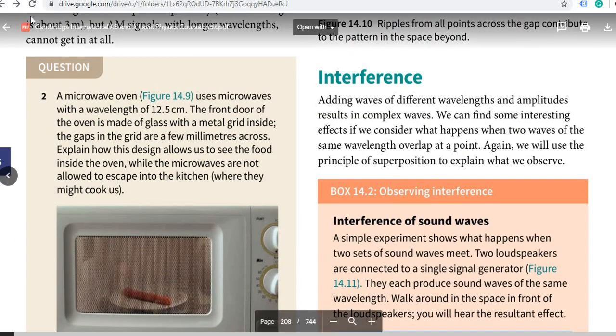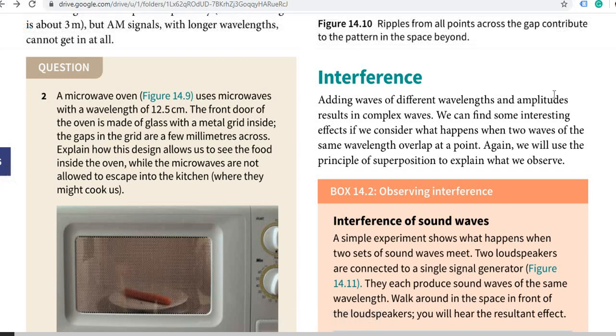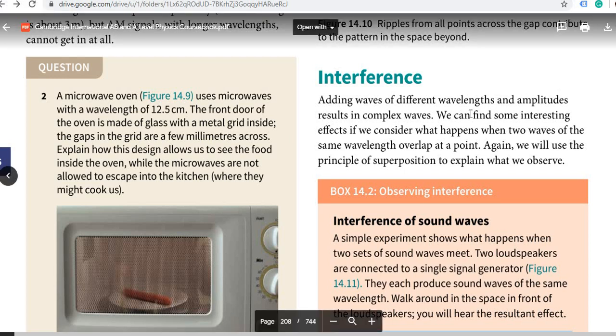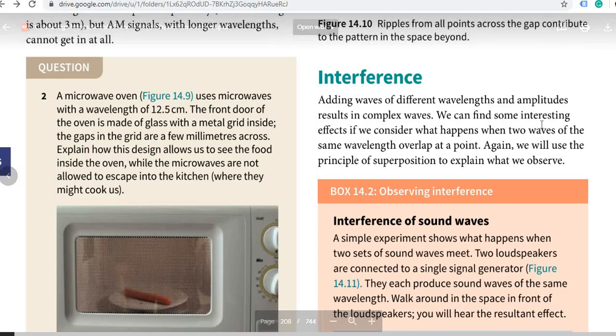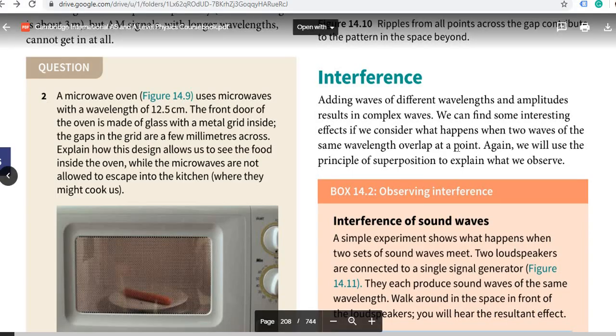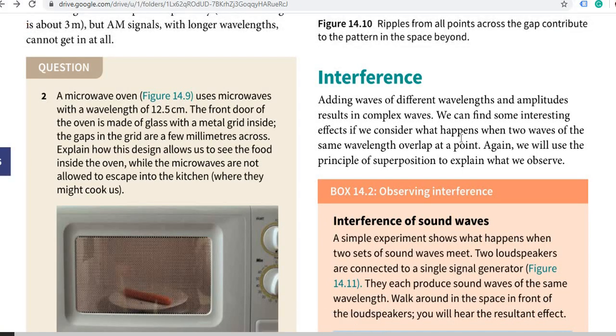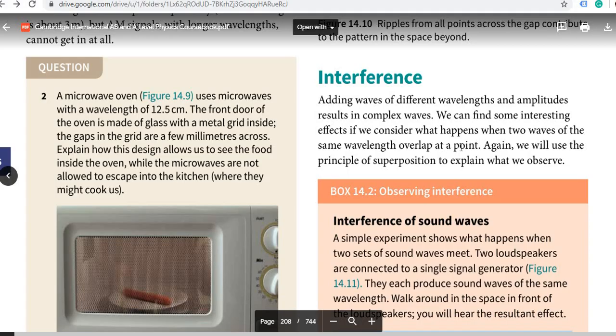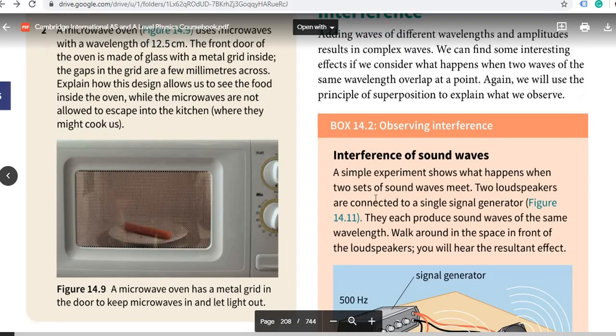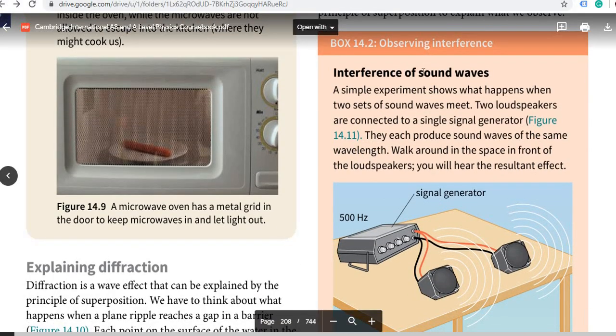Okay, then we have interference. Adding waves of different wavelengths and amplitudes results in complex waves. We can find some interesting effects if we consider what happens when two waves of the same wavelength overlap at a point. So what happens? Two waves of the same wavelength overlap at a point. Again, we can use the principle of superposition to explain what we observe. Okay, so here we are observing interference.